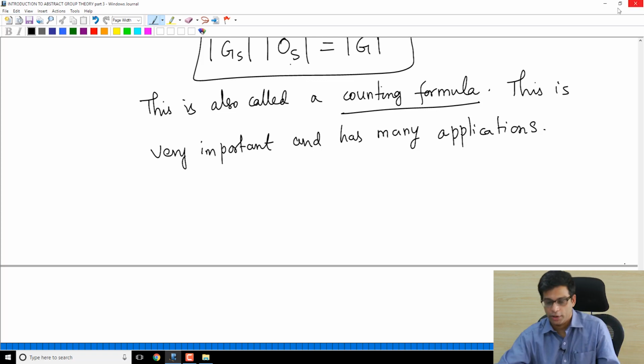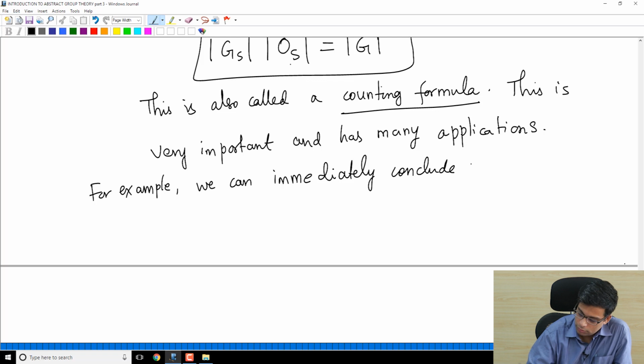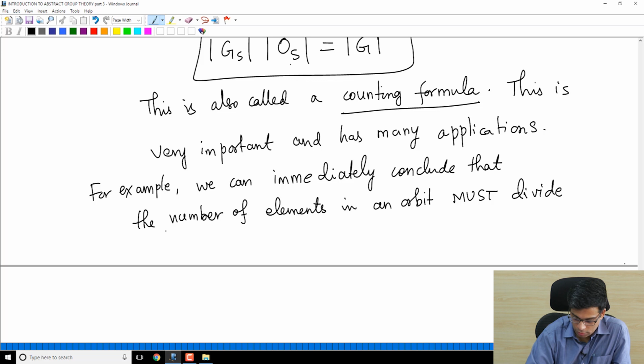Let me only say at this point that, for example, we can immediately conclude that the size of an orbit, let me say the number of elements in an orbit, must divide the order of the group.